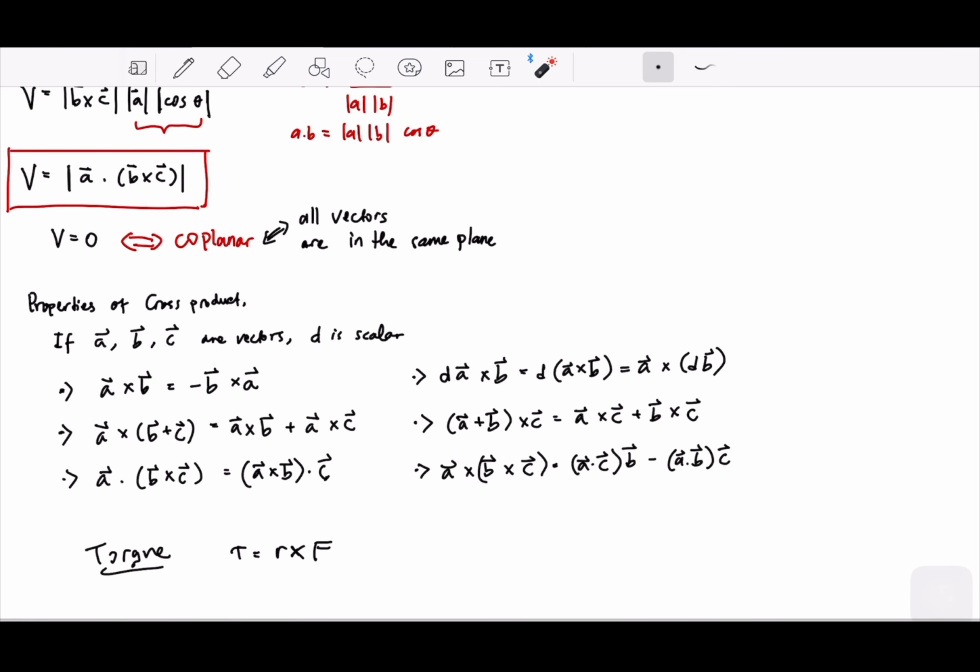And there are some properties of the cross product. You may take some photo or screenshot if you want.